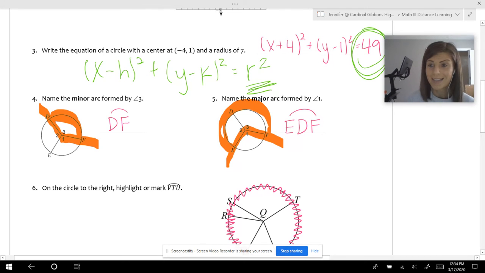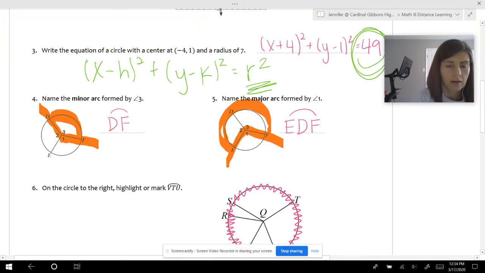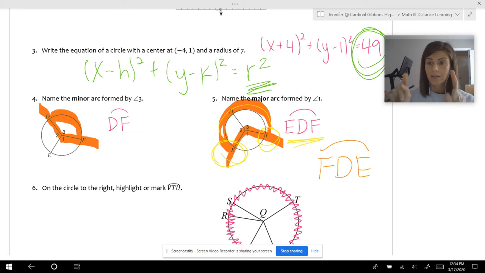And in order to name that, you always start with the beginning and end. I'm going to go back to my pen real quick. So we're going from E to F, but we're going the long way. We're passing through D. So that's why we name it EDF. You could have also named it FDE. That answer would have been fine too. But the F and the E had to be on the outside of the name because that's the beginning and end of the arc.